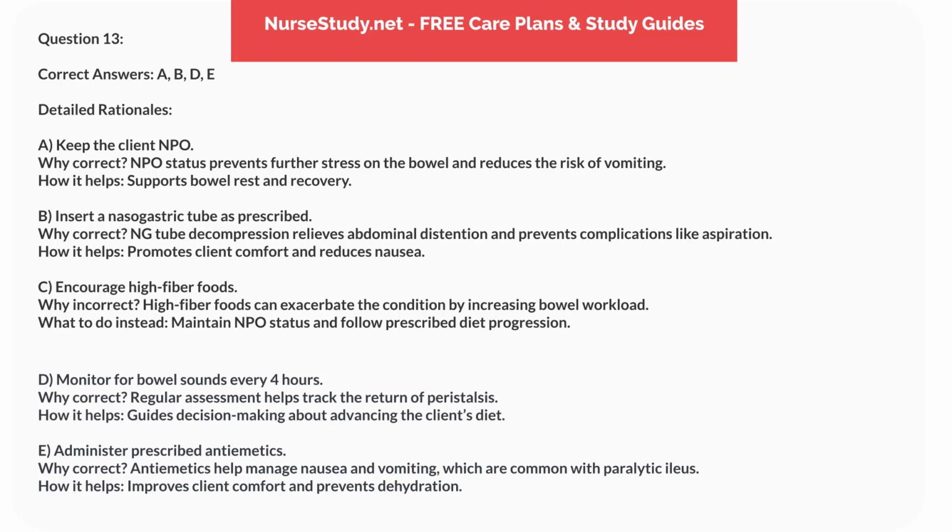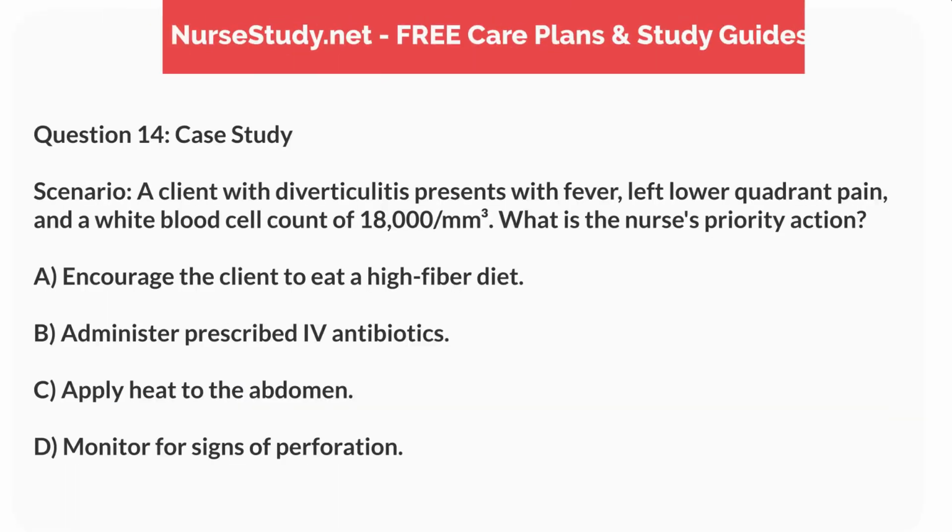E. Administer prescribed antiemetics. Why correct? Antiemetics help manage nausea and vomiting, which are common with paralytic ileus. How it helps: improves client comfort and prevents dehydration. Question 14, Case Study. Scenario: a client with diverticulitis presents with fever, left lower quadrant pain, and a white blood cell count of 18,000. What is the nurse's priority action?